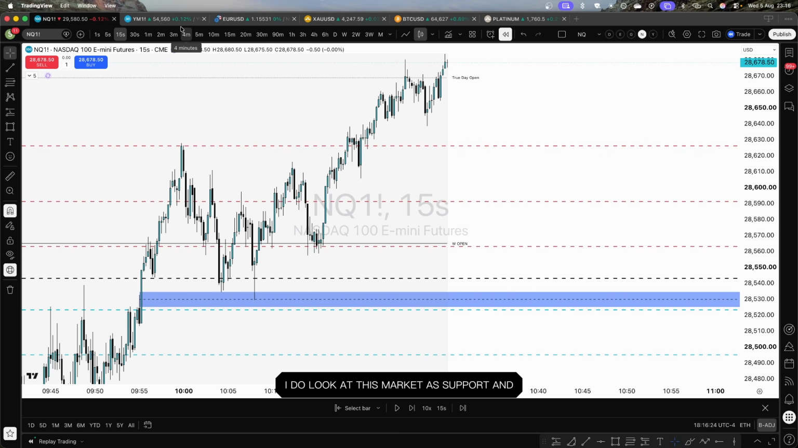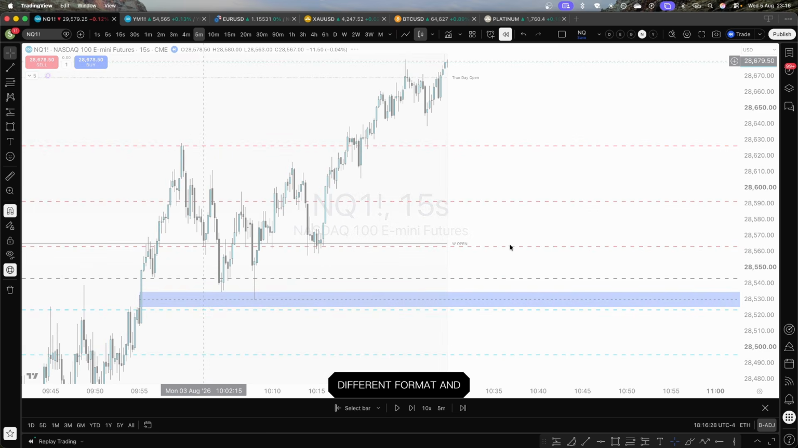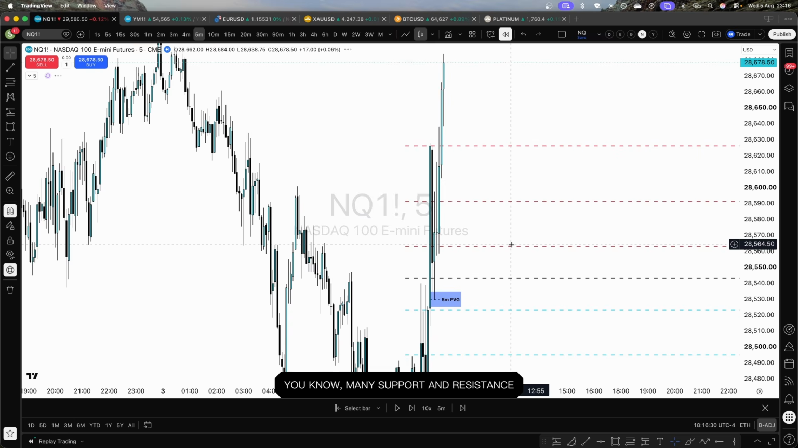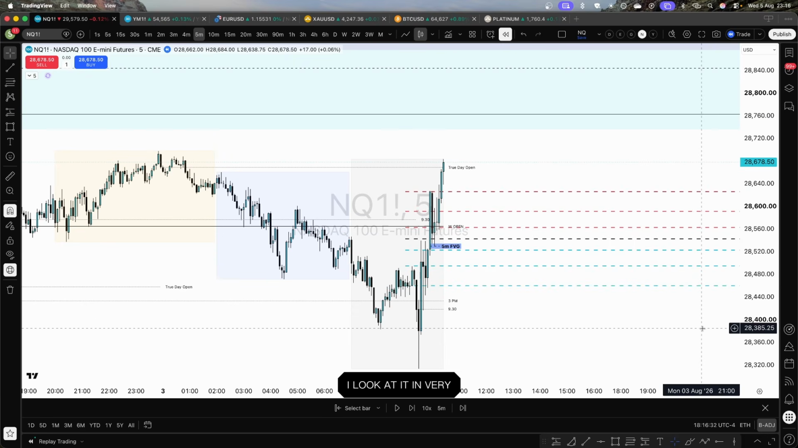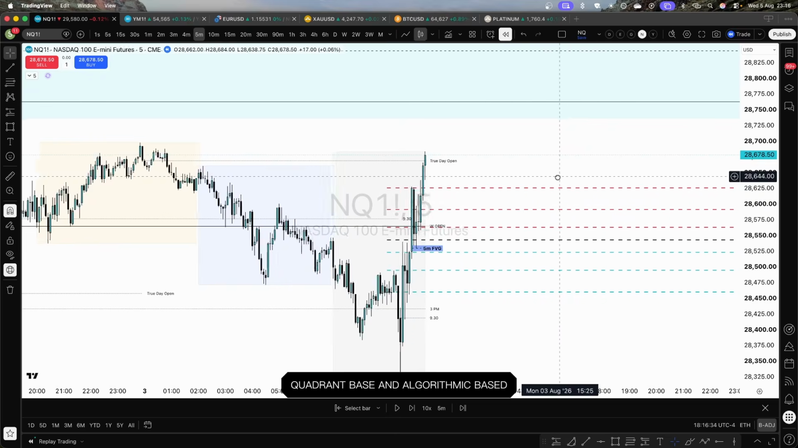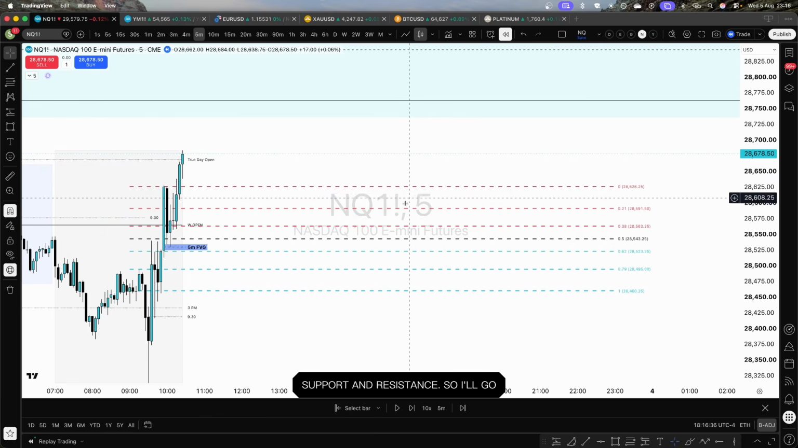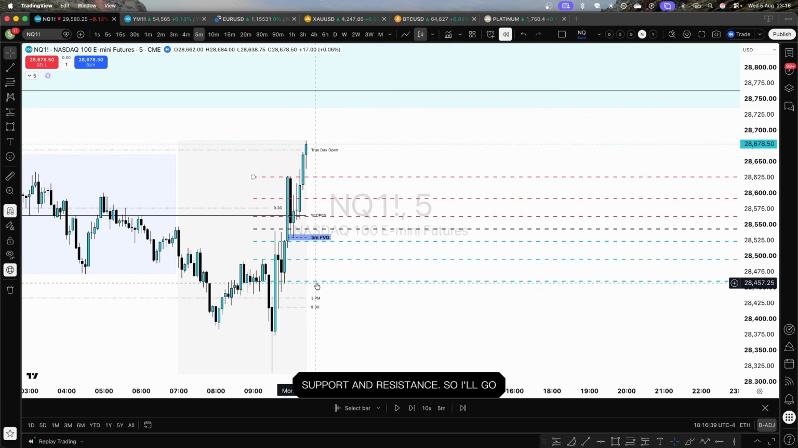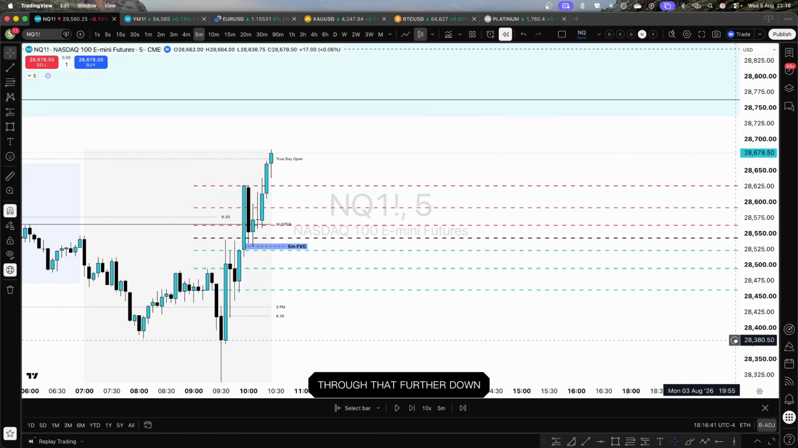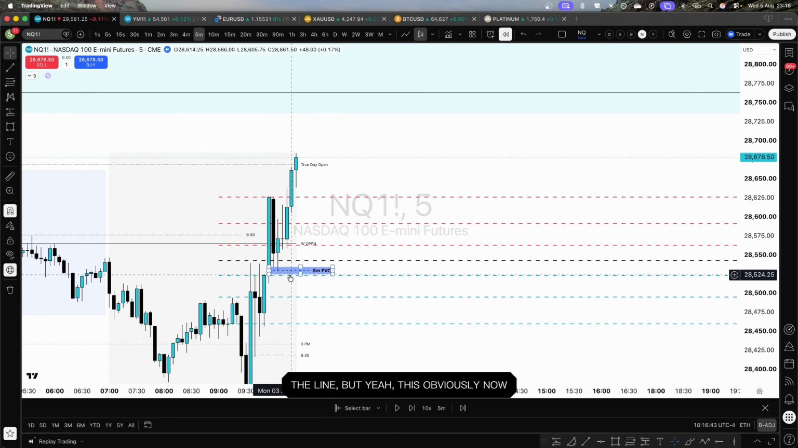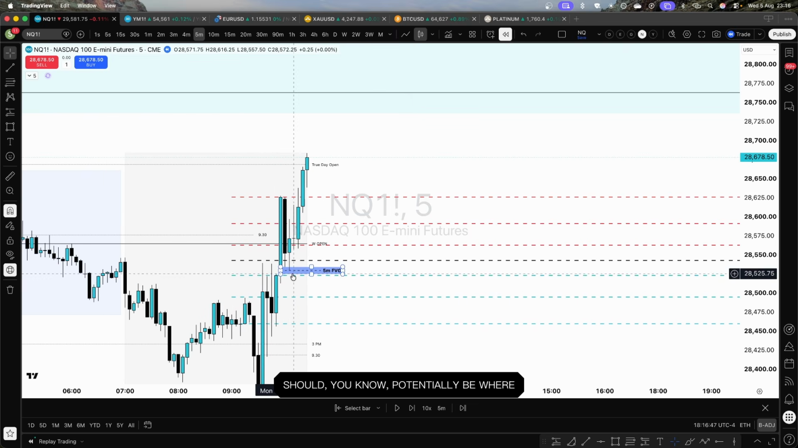I do look at this market as support and resistance, and yes, I look at it in a different format. Many support and resistance traders just look at highs and lows, but I look at it in very quadrant based and algorithmic based support and resistance. So I'll go through that further down the line, but this obviously now should potentially be where you would have entered in this position.